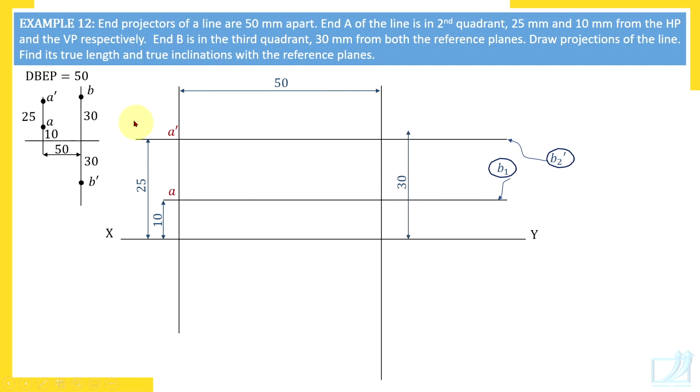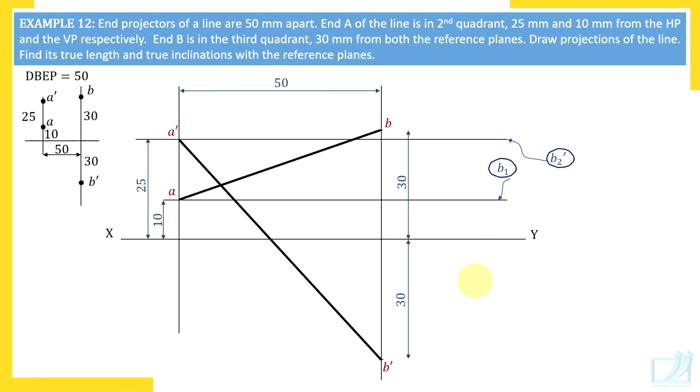So let's mark B and B dash, 30 millimeters and 30 millimeters on both sides. But the top view is above, because point B is in the third quadrant. So here it is B dash. Now join A dash B dash. This is the front view. And join AB, and this is the top view. So the projections of the line are completed.